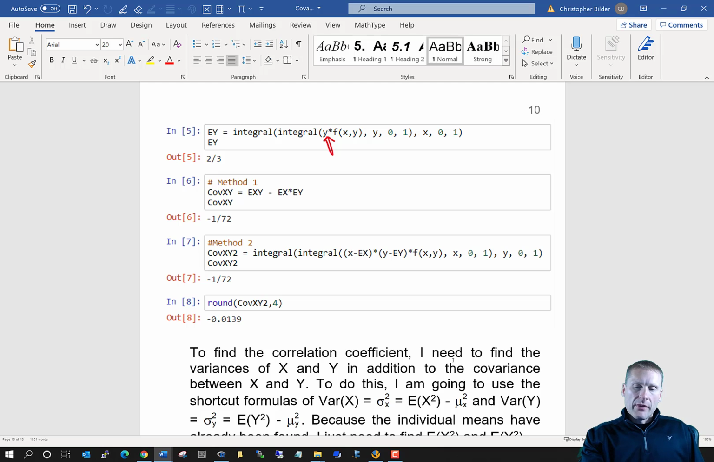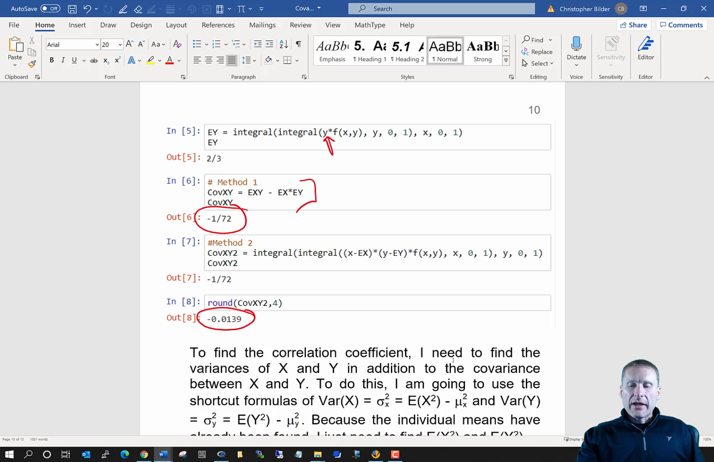So then when I put all the components together, because I've saved them into EXY, EX, and EY, I get negative 1 over 72. And if I try to find a numerical value, I can use the round function as we've seen in the past. I get negative 0.0139.